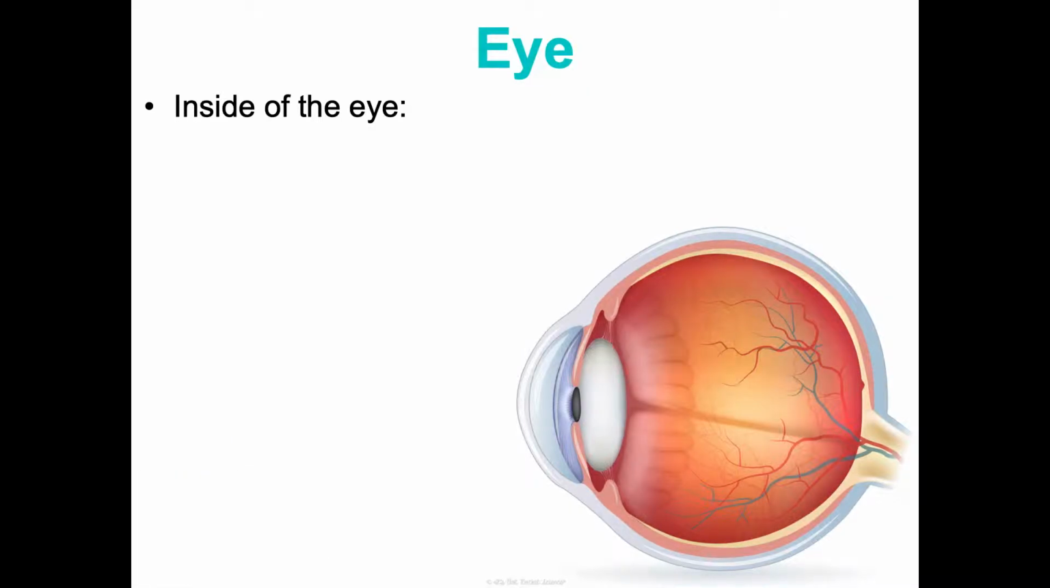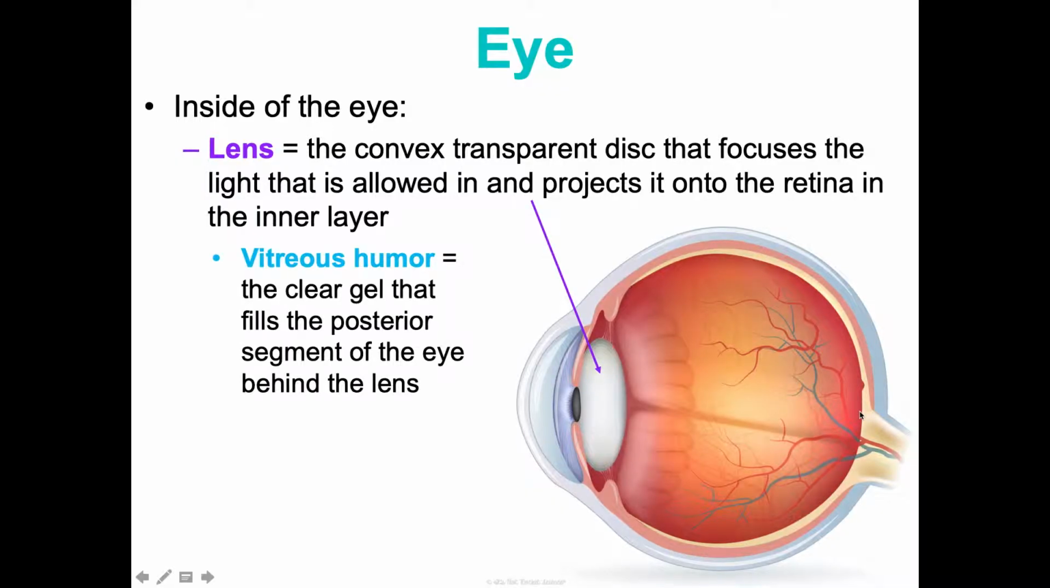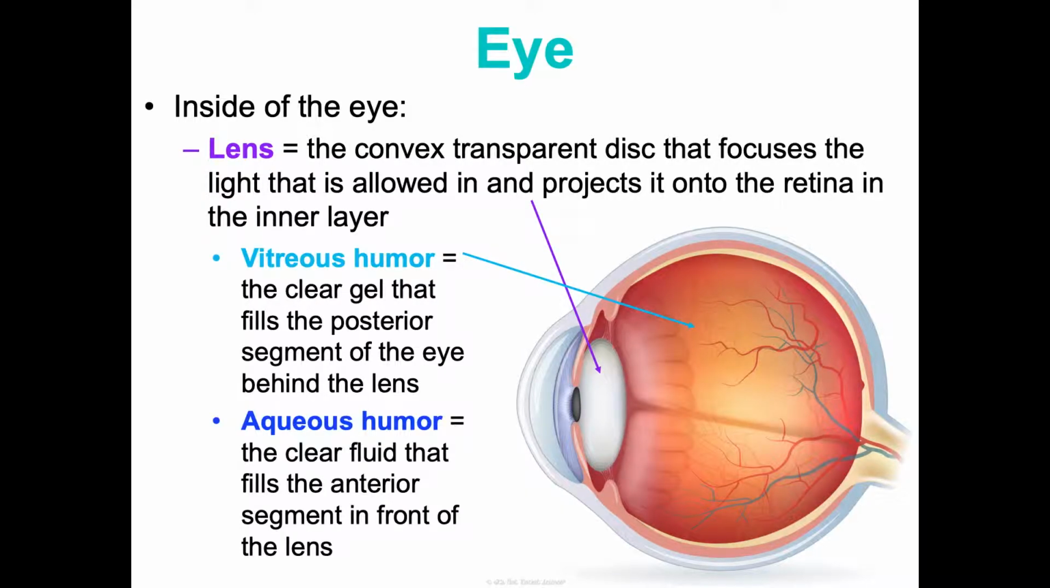All right. Inside of the eye, in the middle, what's going on here? You have your lens, which is not part of one of those three layers. It's considered part of the inside. The lens is a convex, transparent disc that focuses the light that's allowed in so it can be projected on the retina in our inner layer. I talked about humors, or fluids, before. There's the vitreous and the aqueous. The vitreous is the clear gel that fills the posterior segment of the eye behind the lens. And the aqueous humor is the clear fluid that fills the anterior segment in front of the lens.